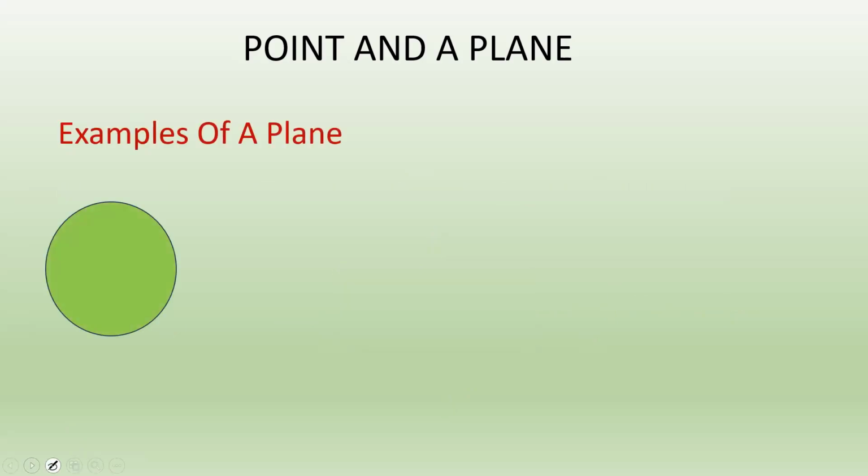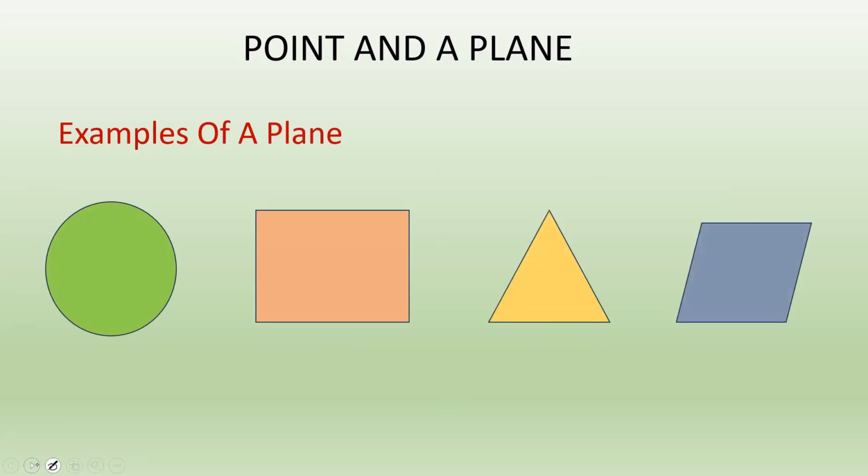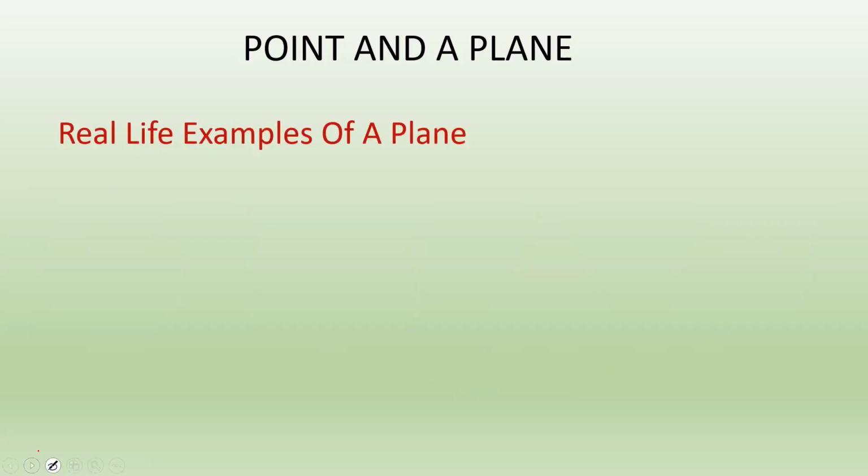Now, when we see a circle, a rectangle, a triangle, a parallelogram, or any 2D shape, these are all flat surfaces, hence they become portions of a plane. We call them portions of a plane. Now, let us see some real life examples of a plane.